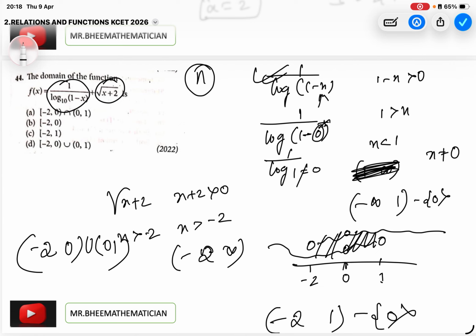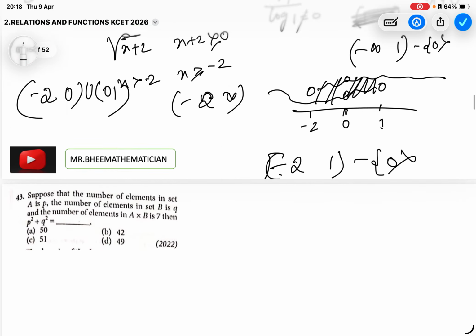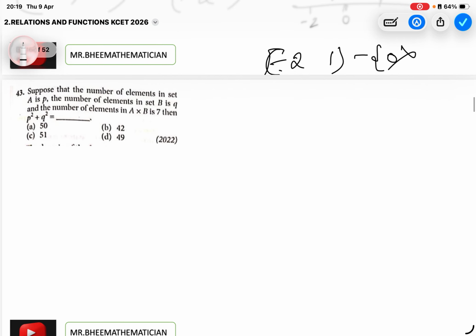Option... minus 2 they have taken, it is closed. Yes, correct, it is closed because it is under the root. This is the answer, and this is very easy.